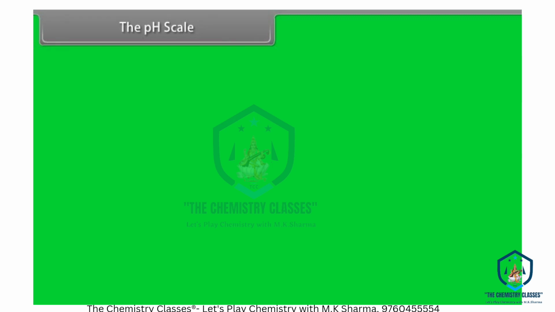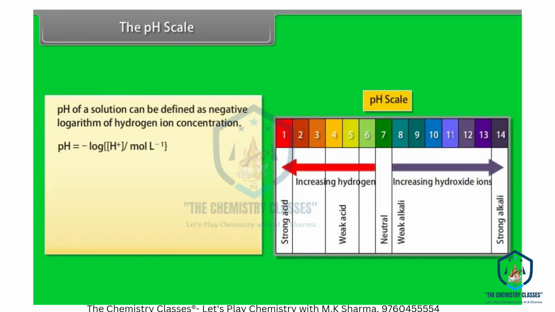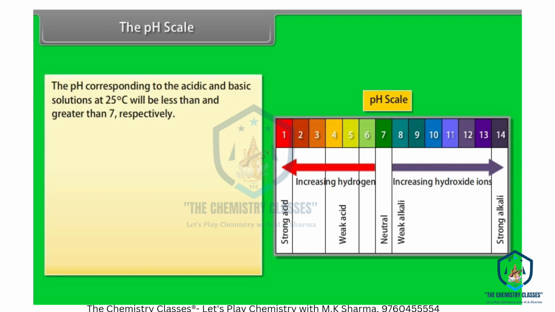The pH scale. The pH of a solution can be defined as the negative logarithm of the hydrogen ion concentration. For neutral water at 25 degrees Celsius, pH is equal to minus log of 1.0 into 10 raised to the power minus 7, which is equal to 7.